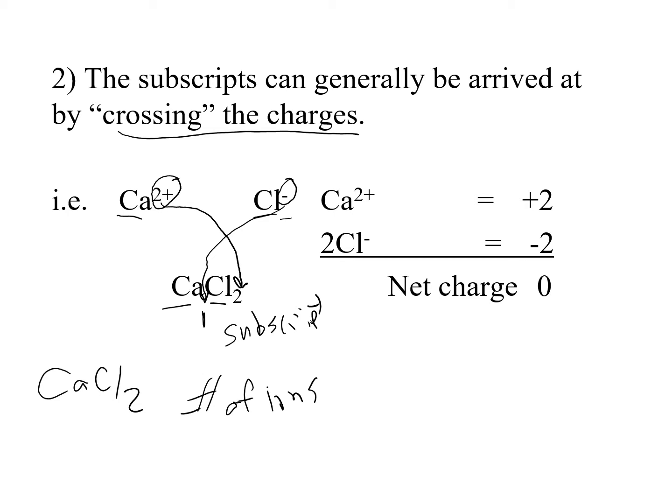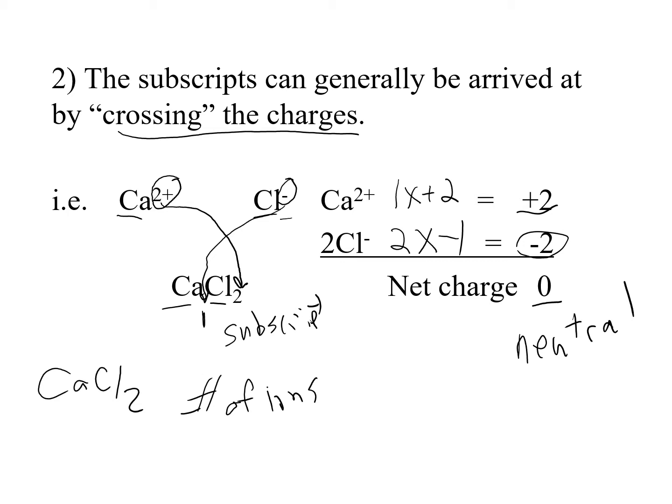Now we can actually check to make sure that our charges cancel out and we have a neutral ionic compound. So calcium, we said, has a +2 charge. In my formula, I had a subscript of 1, so I'm going to have 1 times +2 gives me +2. I have 2 chlorides, so I end up with 2. The charge on my chloride was -1. 2 times -1 gives me -2. I add my 2 charges together, +2 -2, and I get a net charge of 0. So I have a neutral ionic compound, which is what we're after.